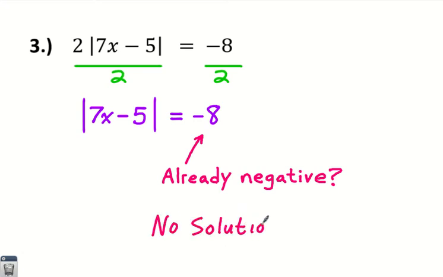And there won't be any solution. So you have to learn to have a good eye when it comes to stuff like this. If this number is already negative, there can't be any solutions, because the absolute value of something can never be negative. It's just the way absolute value is.